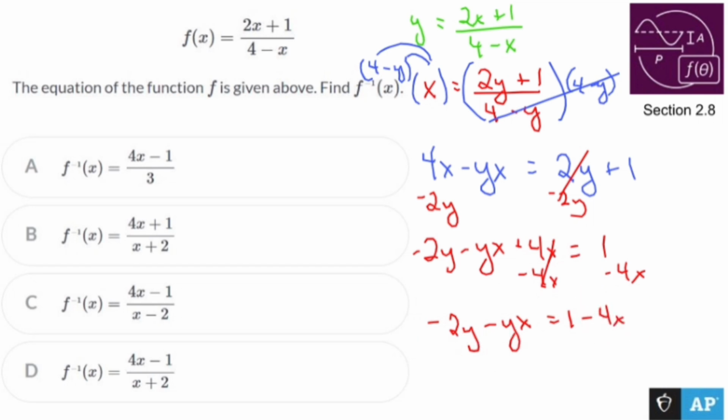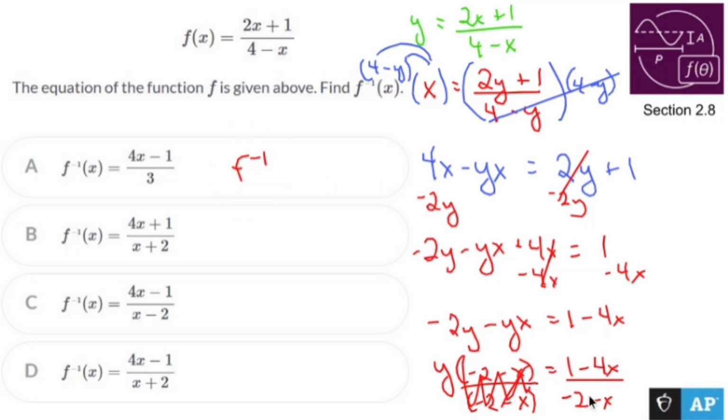I still have 2 y's, but oh, if I factor a y out, I now have y times negative 2 minus x equals 1 minus 4x. Divide both sides by negative 2 minus x. That crosses out, and you end up with y equals that. Well, I don't want to call it y anymore. I want to call it f inverse. So I'm going to move that over here. F inverse of x is going to equal 1 minus 4x over negative 2 minus x.